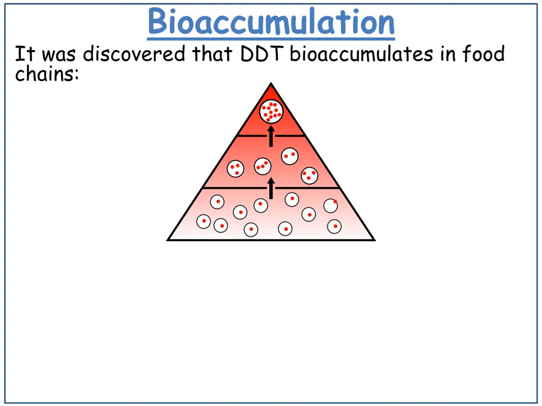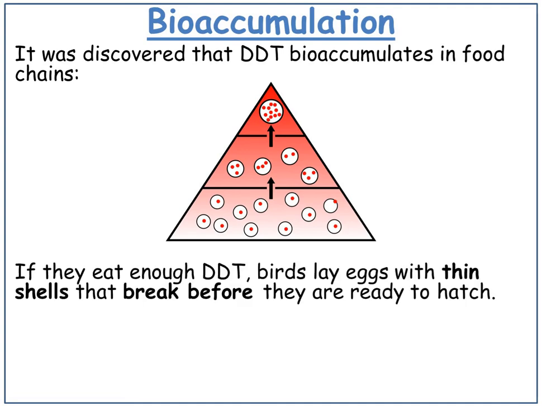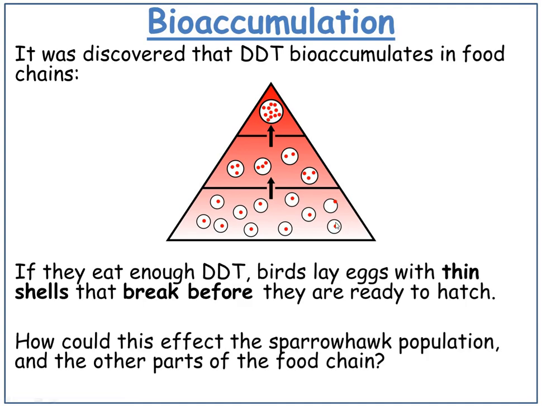So this leads on to bioaccumulation. So it was discovered that DDT bioaccumulates in food chains. So what that means is if there's a little bit of DDT sprayed on the crop, yes, that's not that bad for the crop because it's only a little bit. But then, say, worms ate the crop or insects eat the crop, they might have a little bit more DDT in them.